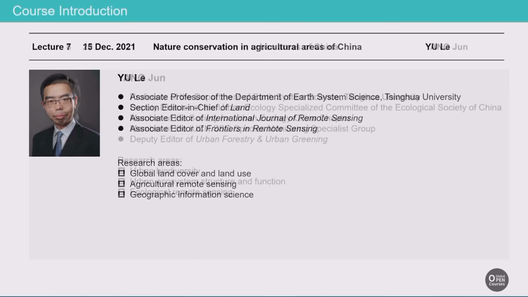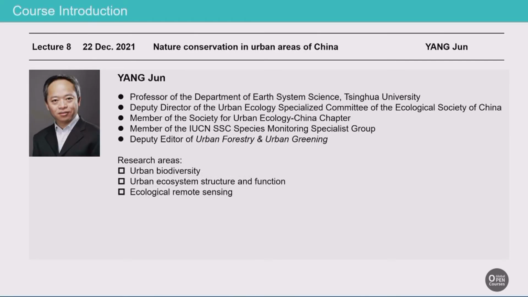And in the last lecture, Professor Yang Jun will talk about nature conservation in urban areas of China. He's an expert in urban biodiversity. Actually, more than 50% or even 60%, 70% of human beings are living in urban areas. So how to protect and restore biodiversity in these regions is very important, and maybe you could have more opportunities to contact these regions, because not everyone has the opportunity to go into a very remote area, but we live in the urban area every day. So everyday landscape is a very important issue.